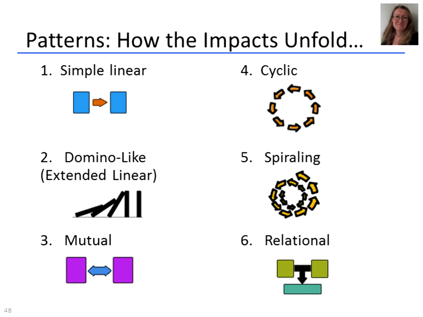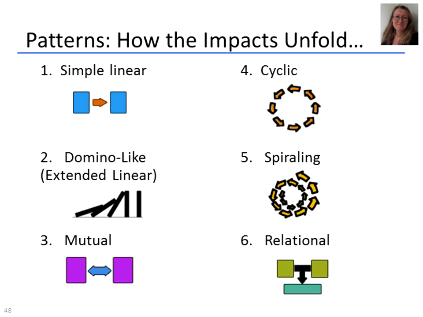So causal patterns refer to how the impacts unfold. And one of the things that we find in the research is that often kids come to us with fairly simple ideas about causal patterns. They may have very simple linear notions, but yet the phenomenon that they're trying to explain may have an extended linear pattern. It might be more domino-like. Perhaps it's a mutual causation. We often see these in biology in instances of symbiosis and parasitism, commensalism.